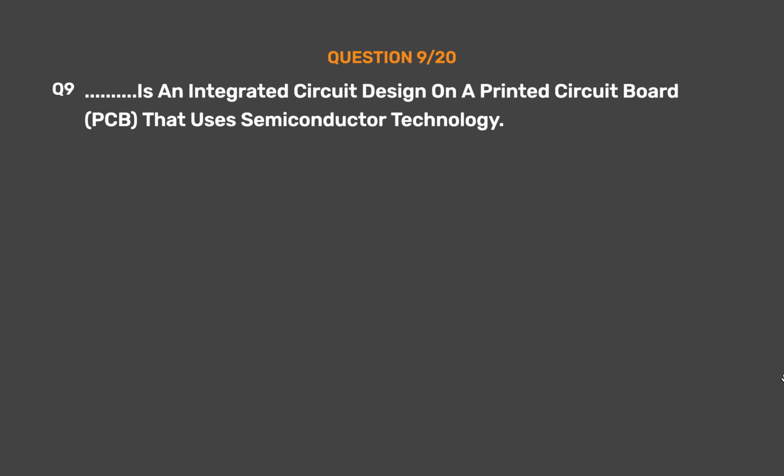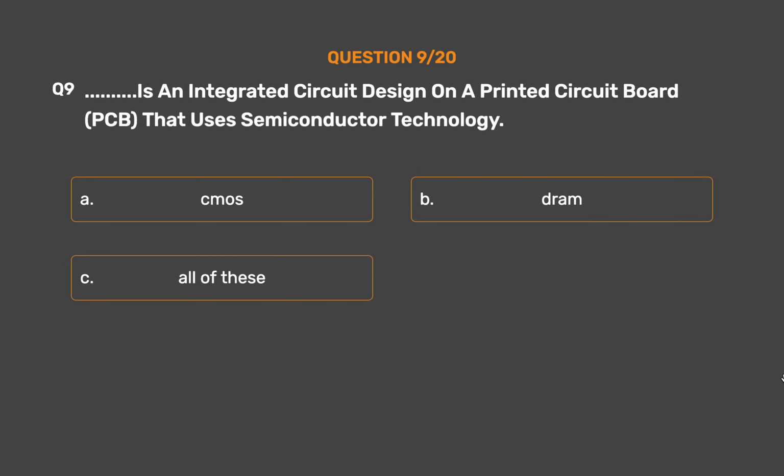Question number 9. An integrated circuit design on a printed circuit board, PCB, that uses semiconductor technology is? Option A. CMOS. Option B. DRAM. Option C. All of these. Option D. None of these.